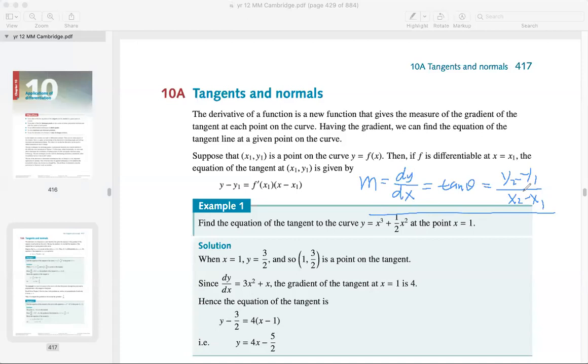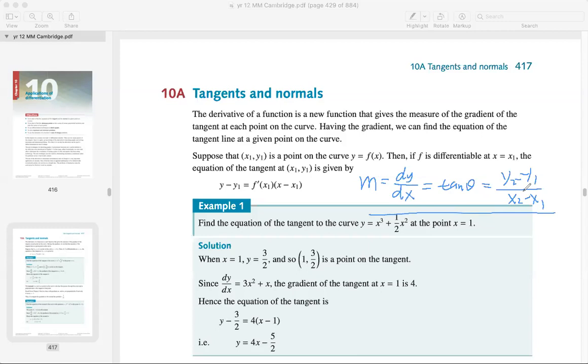Find the equation of the tangent to the curve y equals x cubed plus half x squared at the point x equals 1. So in such a case, I change it to dy/dx. So it's 3x squared plus x. So it's my dy/dx. And the gradient of the tangent is just, with x equal 1, I plug in, and I get my tangent line gradient is 4.